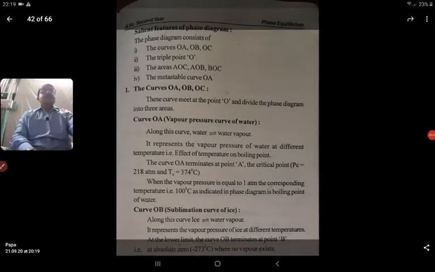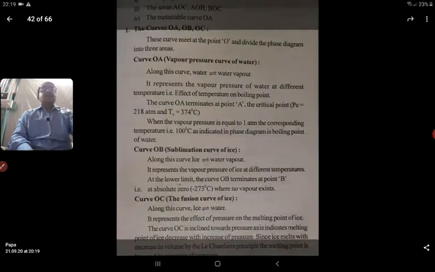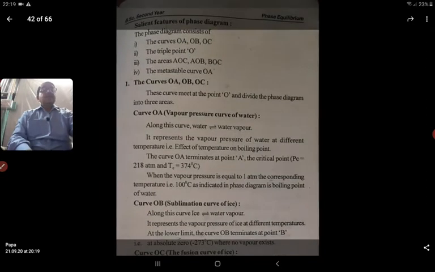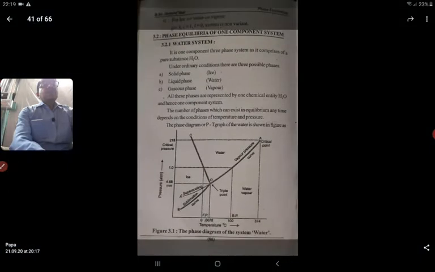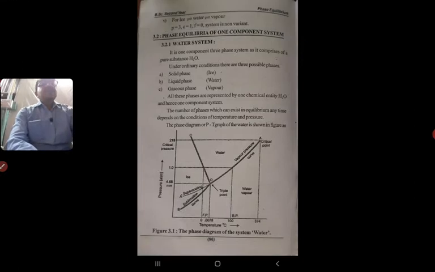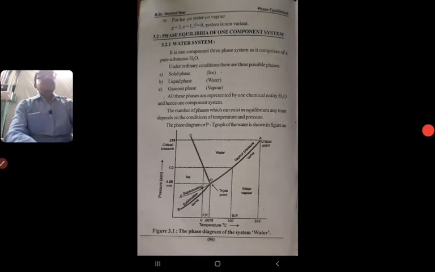So welcome back friends. In this part of the video lecture series, let us see the one component system, phase equilibria of one component system. One example of a one component system is the water system.